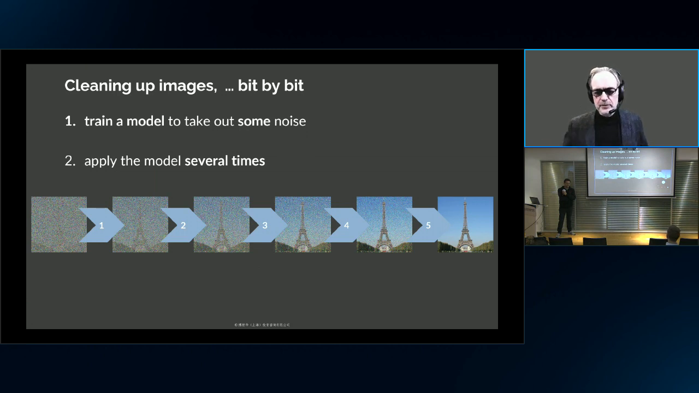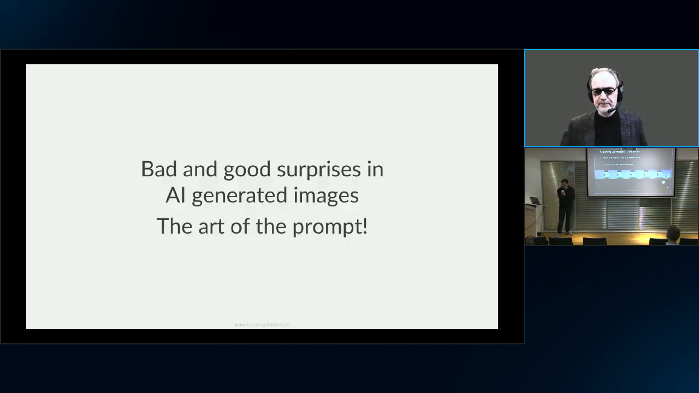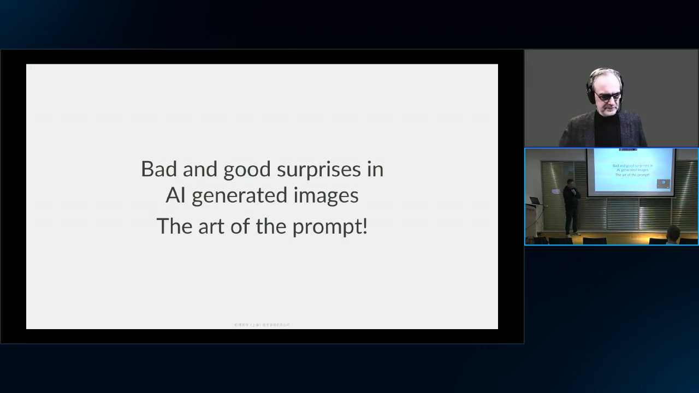And before I continue to go under the hood, let's go back to Stéphane to talk a little more about prompts. Yep. So I want to tell you about the good and the bad surprises that we have when we're trying to generate AI images. And we call it the art of the prompt. So the prompt you saw in the example that Etienne gave to you was a picture of Barack Obama, clear sky in a garden.